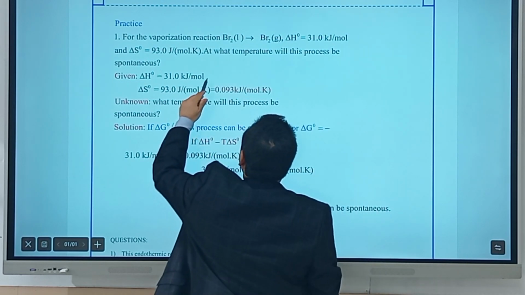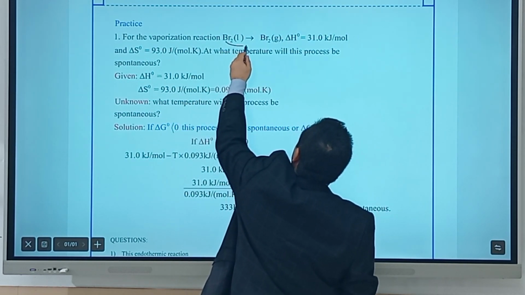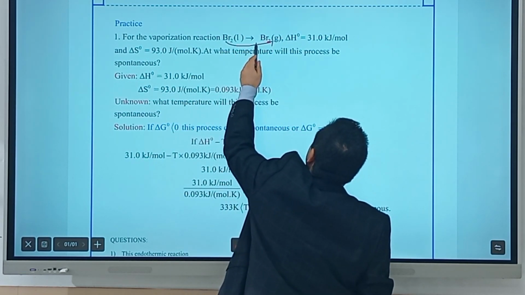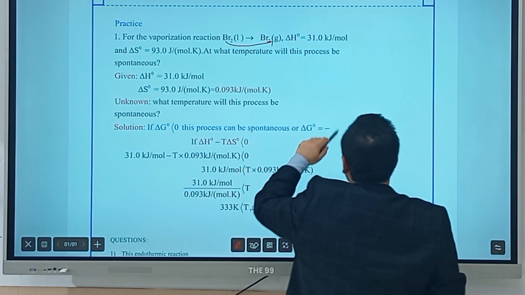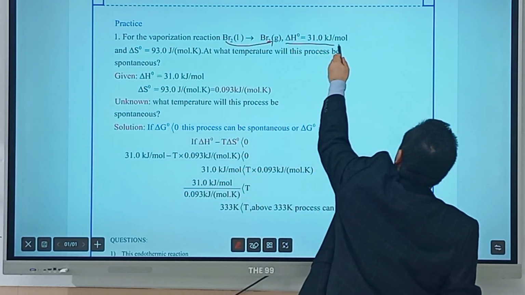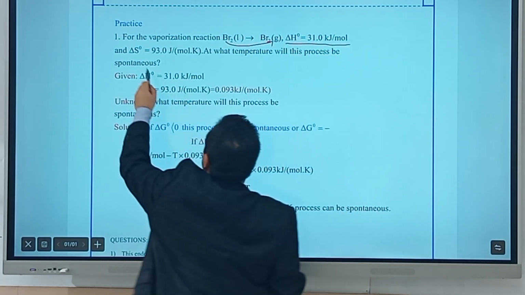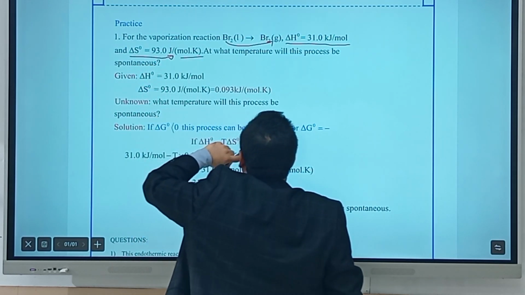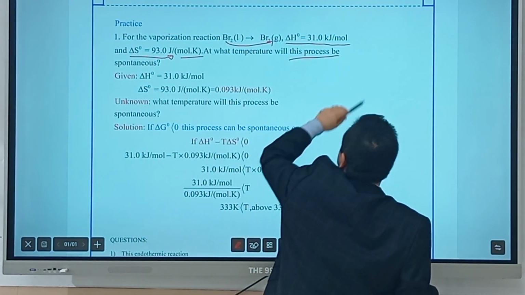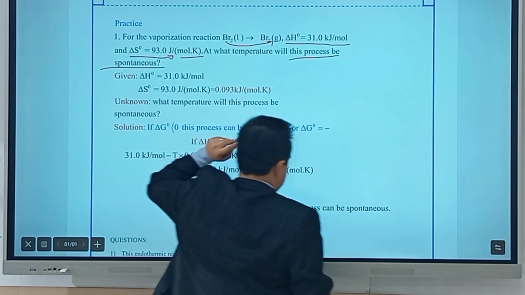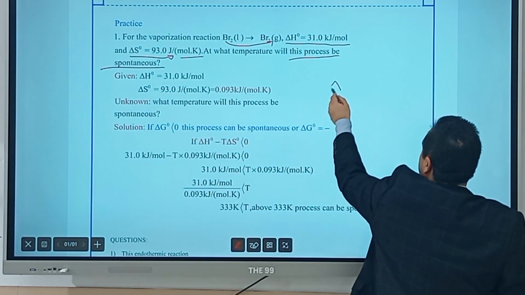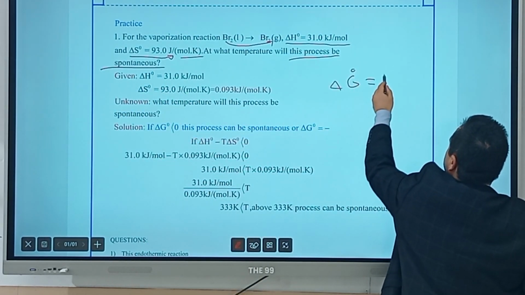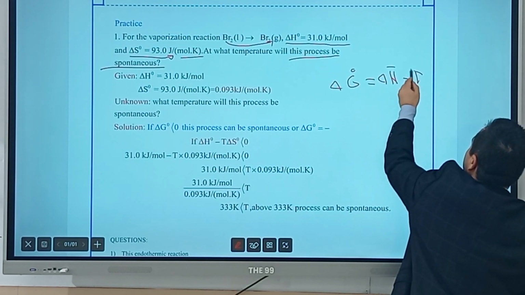For the vaporization reaction of Br2 liquid to Br2 gaseous, the enthalpy is 31 kilojoule per mole. The entropy is 93 joule per mole Kelvin. At what temperature will this process be spontaneous? Guys, to solve such a question, just write the equation. Delta G is equal to delta H minus T delta S.